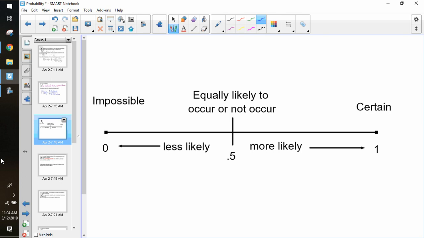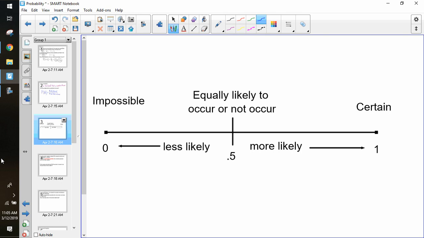1 is the same as 100%. So it's impossible for something to be more than 100% likely to happen. It's either 100%, that's your max, you can't go past that. You can't have something that's more than certain to occur. It's certain to occur. And so we will always get an answer on this spectrum.